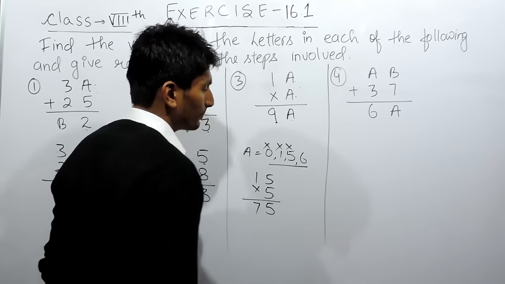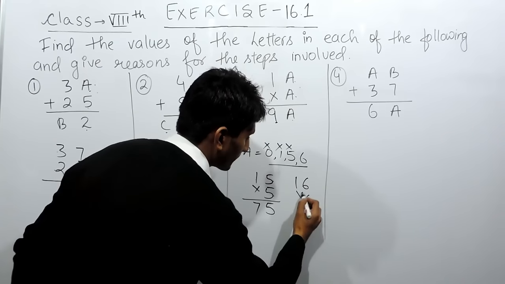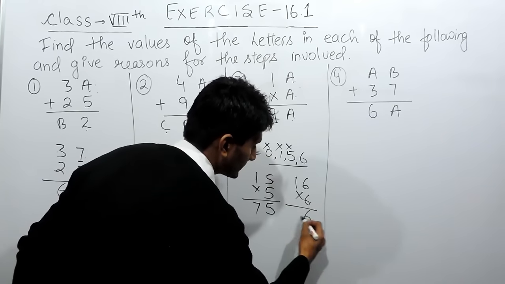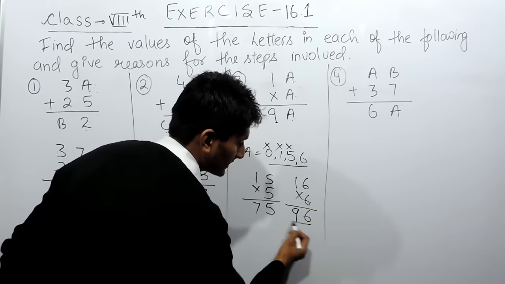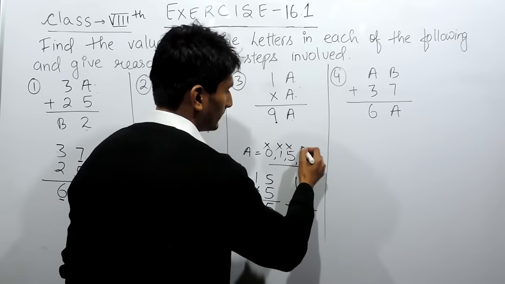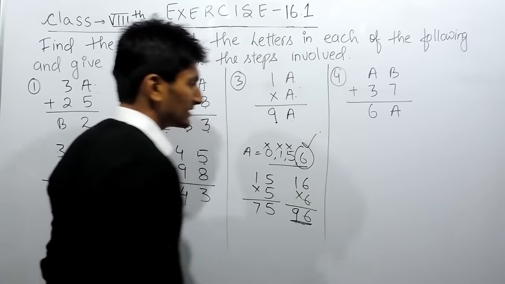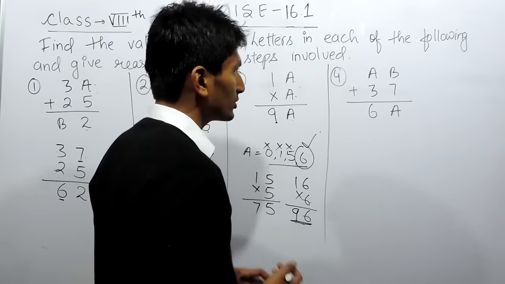At last, let's suppose the value of a as 6. So 16 into 6. 6 into 6 is 36, carry 3. 6 into 1 is 6 and carry 3 is 96. So in that case, this is 96. So the value of a here must be equal to 6. So 6 is the correct answer for this third question. Now let's solve the last one.